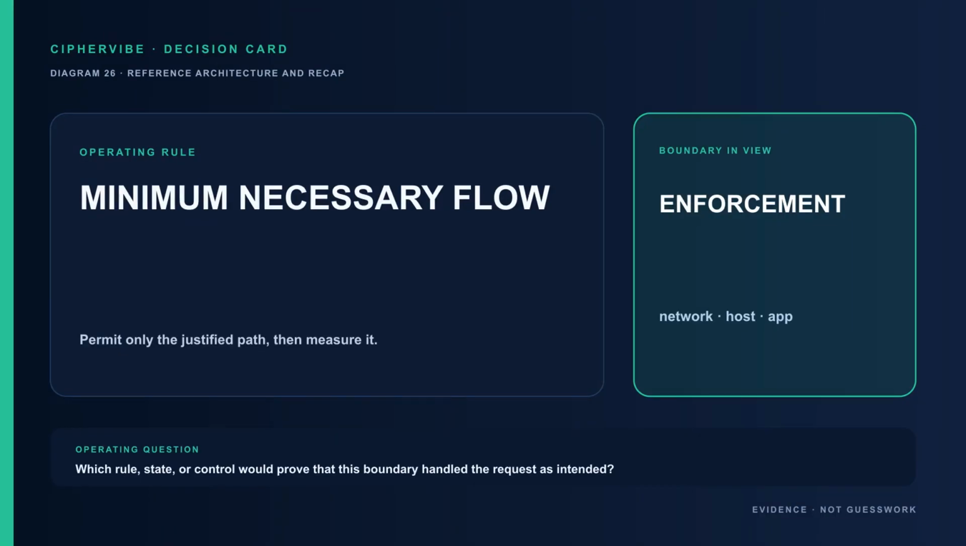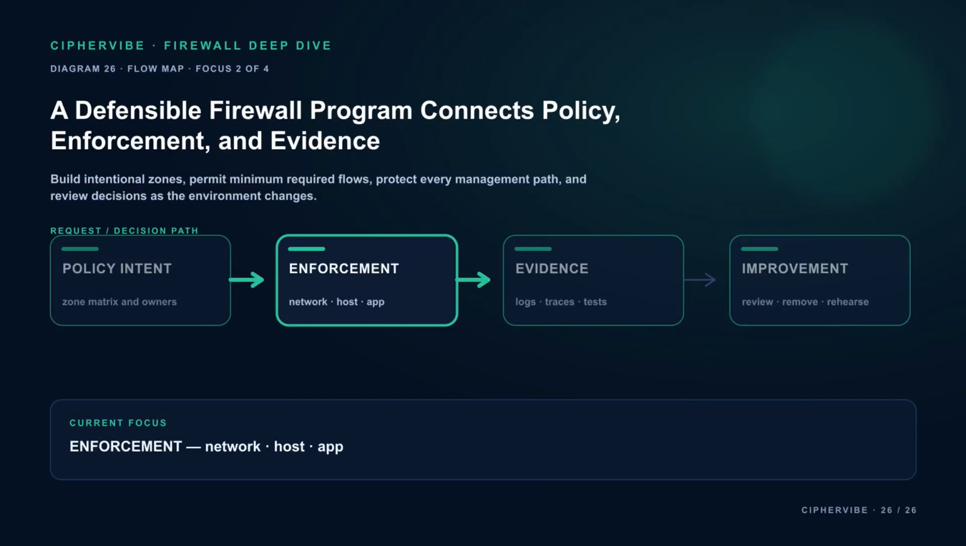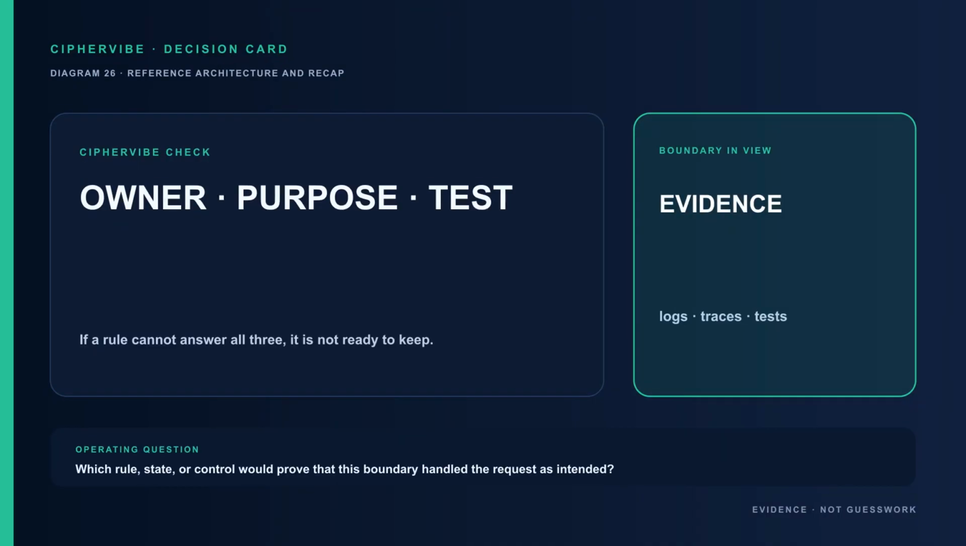For the North Star Commerce simulation in this video, your next action is simple: choose one high-value application, draw its actual request path, list the intended flows, compare them with policy and logs, then remove or correct one unowned exception. The practical takeaway is to make the permitted path explicit and make every exception explainable. That improves both security and recovery.